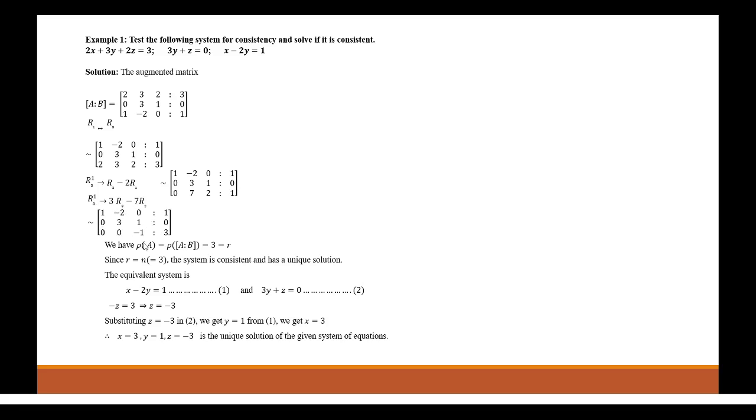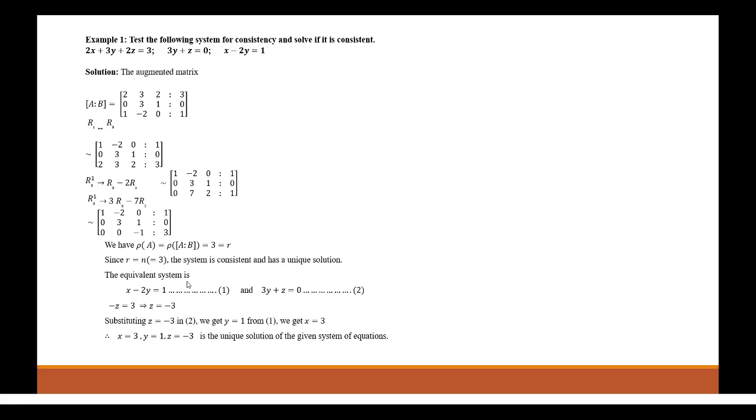So in this matrix, the rank of A is equal to the rank of the augmented matrix, 3 is equal to R. Therefore, the number of unknowns is 3, the rank is 3, the system is consistent and has a unique solution. So, let us find out the solution for this given system.